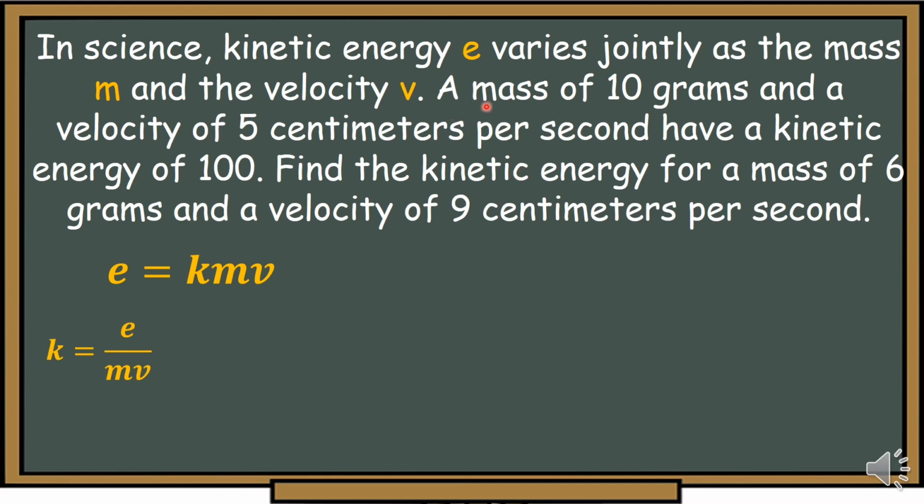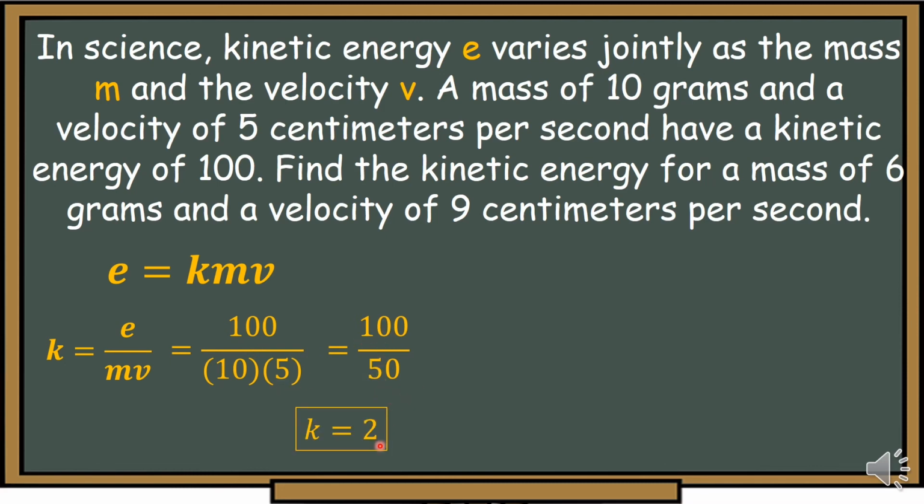A mass of 10 grams, so therefore our m is 10. A velocity of 5 centimeters per second, that is our v. And our E is 100. Let us substitute those to the formula. 100 over 10 times 5 is 100 over 50, which is equal to 2.